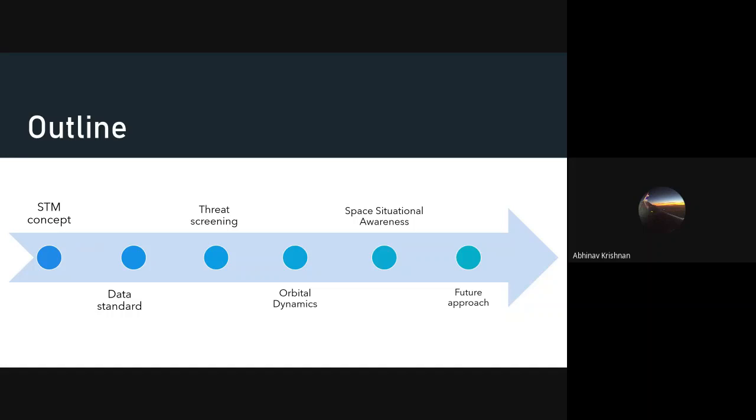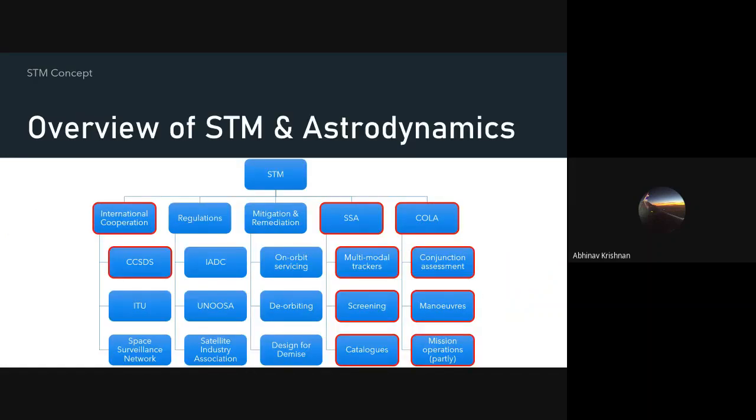Having said that, let's delve into what STM stands for. STM stands for Space Traffic Management. And as I mentioned, it's an umbrella term. As you see here, there are boxes outlined in red color. There is a reason why. These red boxes are the concepts or regulations where astrodynamics is used extensively from the get-go. The rest of it has a lot more combination of mission engineering, data science, policy, and so on and so forth.